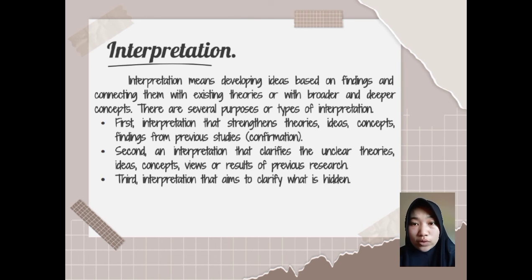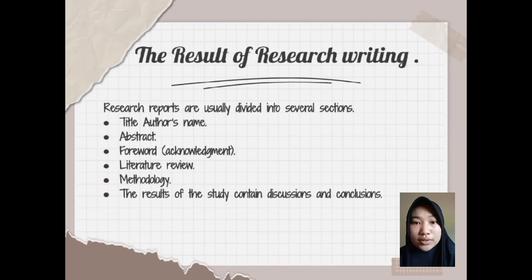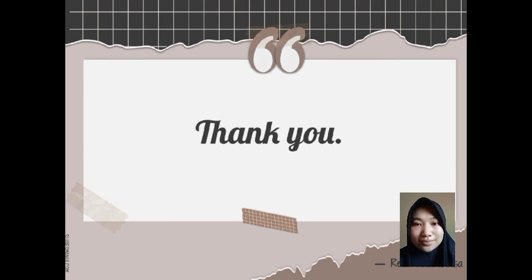And the last of the qualitative research method steps is the result of research writing. Research reports are usually divided into several sections. Number 1 is title and author's name. Number 2, abstract. Number 3, foreword or acknowledgement. Number 4, literature review. Number 5, methodology. And number 6 is the results of the study, containing discussion and conclusion.